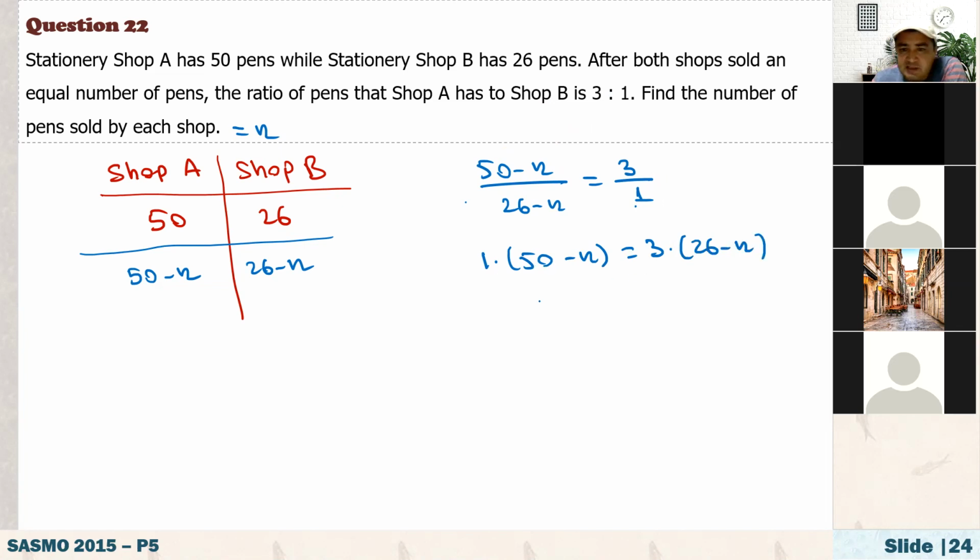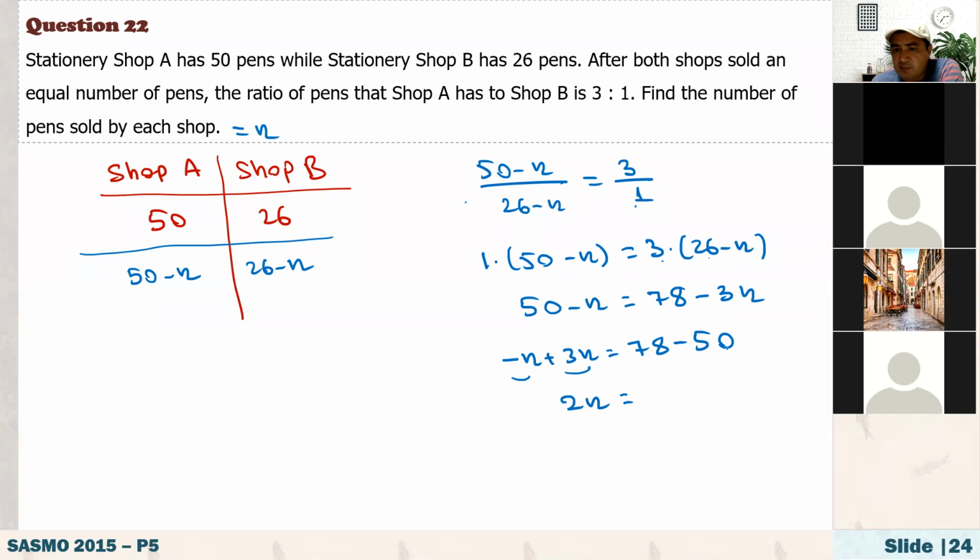And 1 times anything is itself. So here we have 50 minus n. 3 times 26 is 78. Minus 3 times n, it is 3n. Take 3n to the left-hand side. Here we have minus n plus 3n. 78, take 50 to the right-hand side, minus 50. Minus n plus 3n is 2n. 78 minus 50 is 28. So what is n? Divide both sides by 2. 28 over 2 is equal to 14. So, find the number of pens sold by each shop. They sold 14.